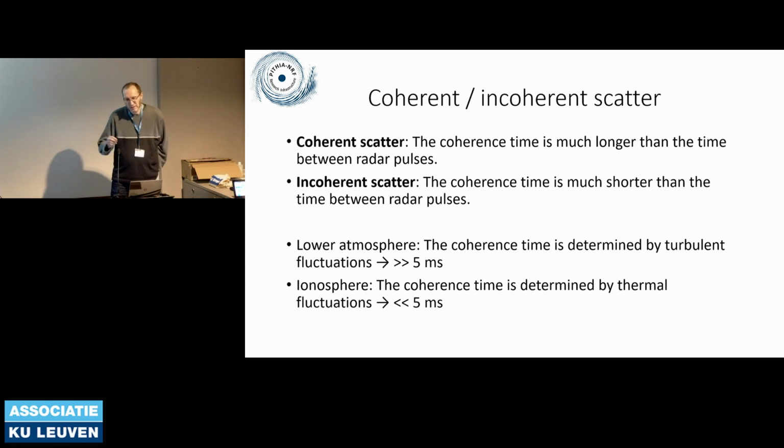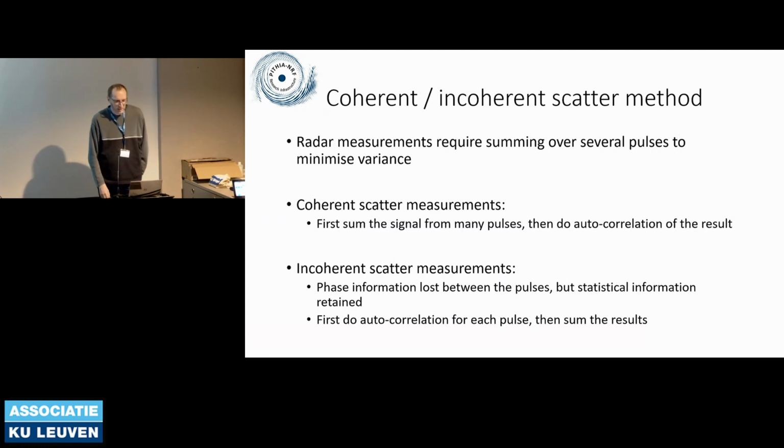So in principle, if you have any type of measurement where you transmit more than one pulse in the ionosphere, we need to think about it in the incoherent way. And normally in a radar measurement, you sum over several pulses to minimize the variance. In incoherent scatter, you can sum the signal from many pulses first and then do the autocorrelation. But in coherent scatter, you cannot do that because the phase information is lost, so we do it differently, but the statistical information is still always there, so we first do the autocorrelation for each pulse and then sum the results. So this is what the incoherent means in the EISCAT name, incoherent scatter radar.